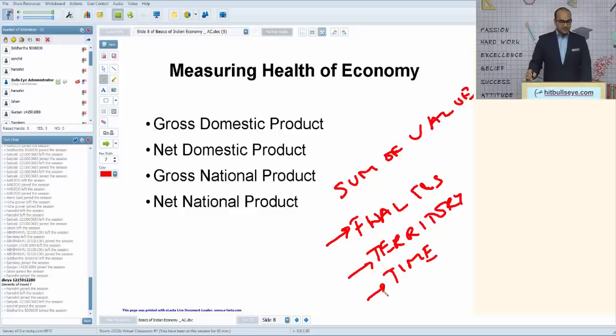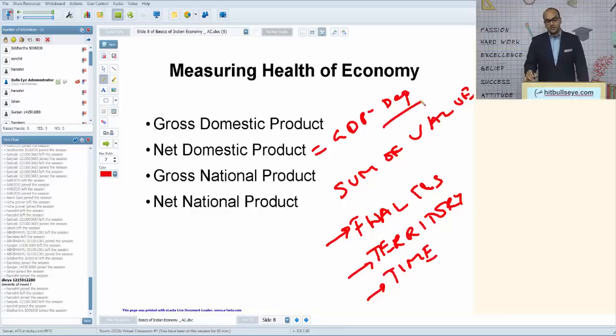Next is the concept of net domestic product. This is nothing but GDP minus depreciation. Most of you must know depreciation is an accounting term, and it refers to the reduction in the accounting value of an asset due to wear and tear.